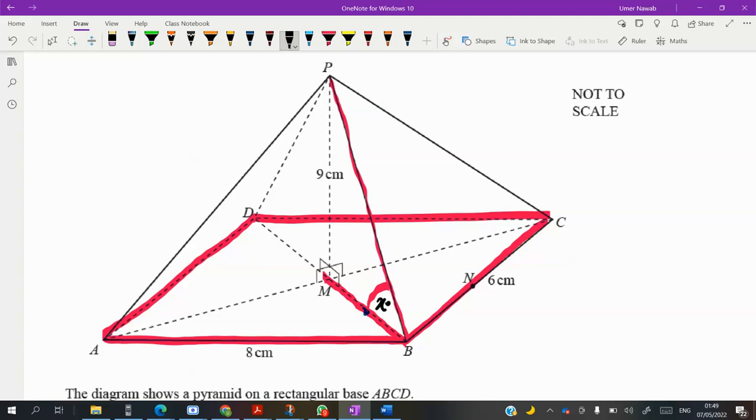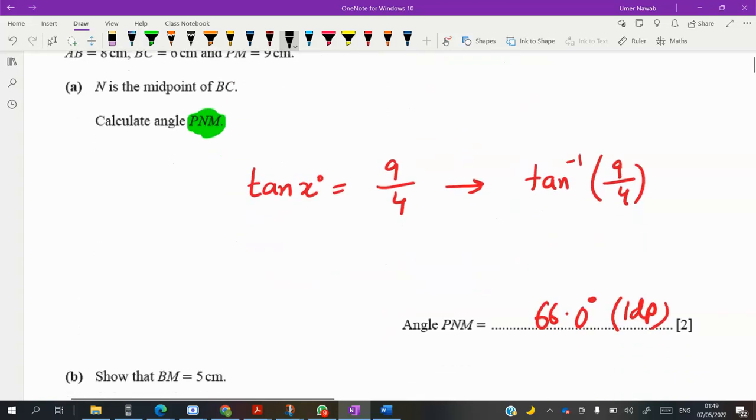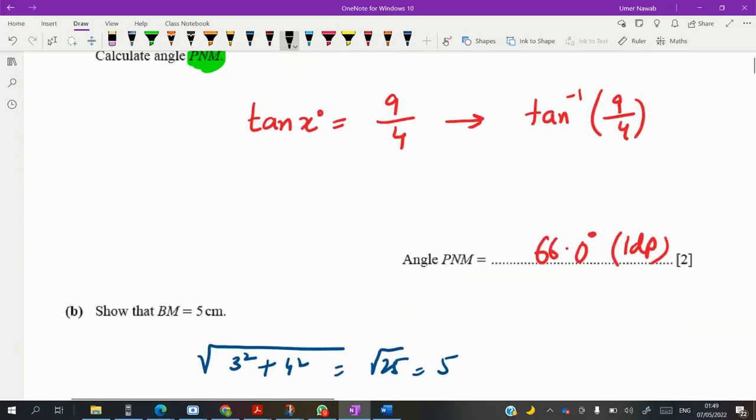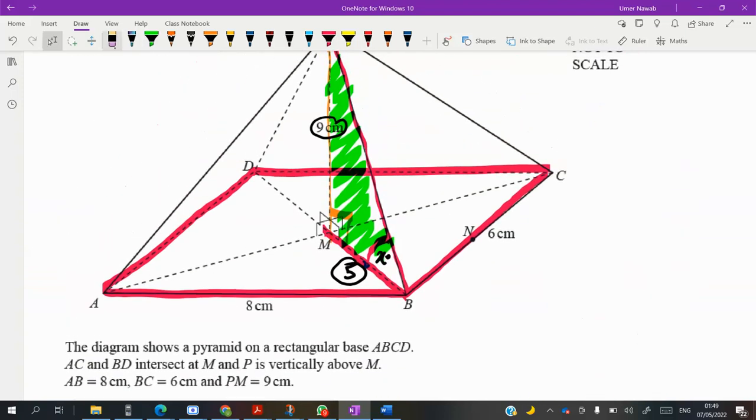Again, my friend, you will say this is a right angle triangle. Which right angle triangle am I talking about? I'm talking about this right angle triangle. And just a moment ago, he made us find 5. The BM was 5 and this is 9. So imagine again, we have opposite and adjacent and we want to find x. So tan of x, or you call it y basically, because we already used x.